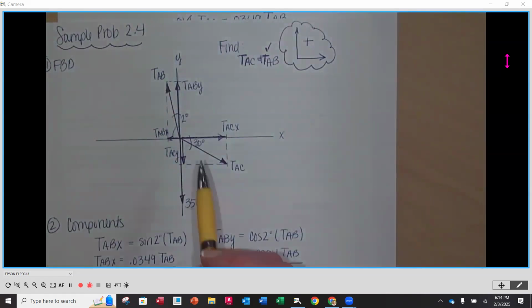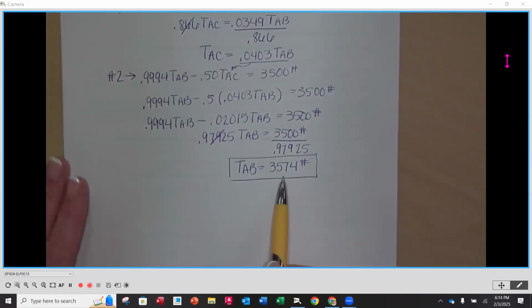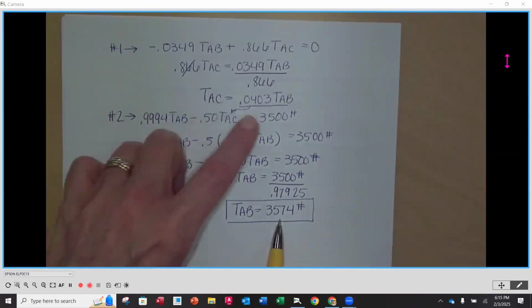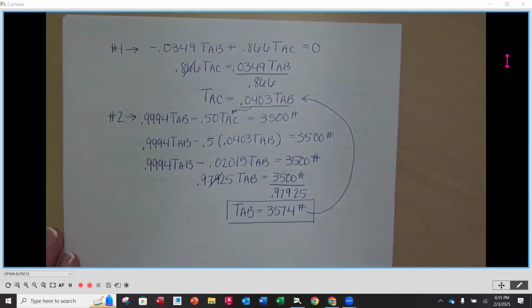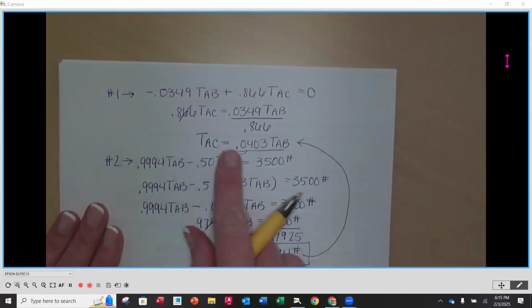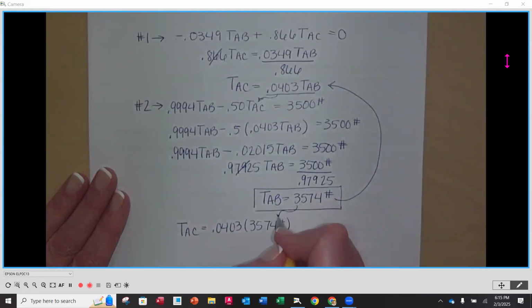Okay. Now we've got to solve for TAC. So now that we know what TAB is, remember in equation 1 where we solved for TAC in terms of TAB, now we can put that TAB right back up in there. We can't put this into the same equation because we solved this using number 2. We have to put it back up into number 1. But since we rearranged this here, we can say TAC is equal to 0.0403 times 3574 pounds. Make sure you put the units in here. And that's going to be that number right there.